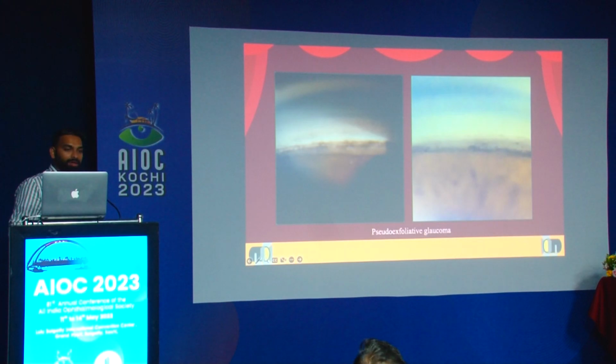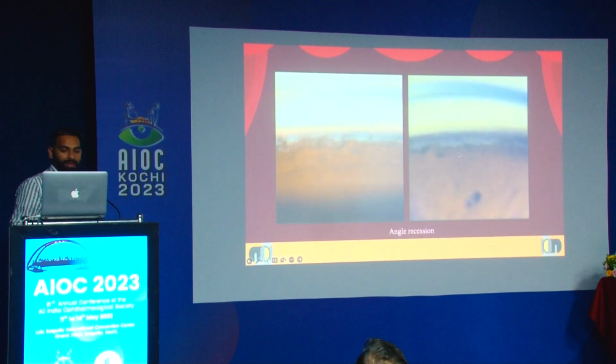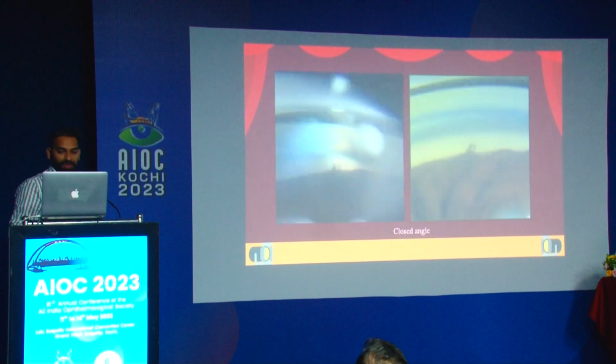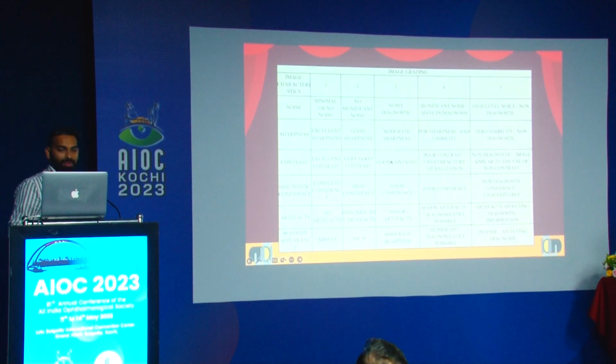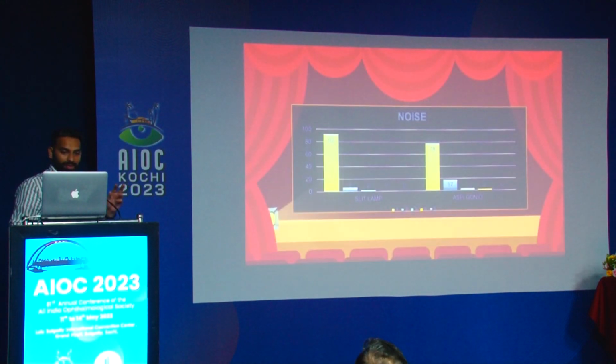This is a slit lamp image, and this is the image which we have taken from the smartphone with the ASPI gonio. These are also images of the slit lamp with the ASPI gonio. These are all the same. The one on the right is the slit lamp image. We graded the images, and we found them to be very comparable to the slit lamp images.